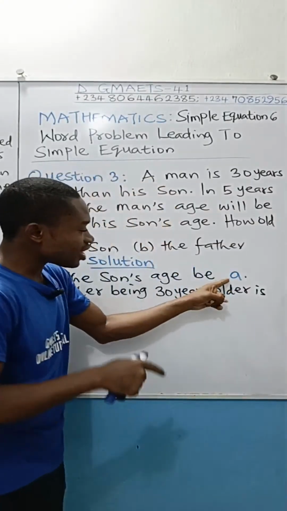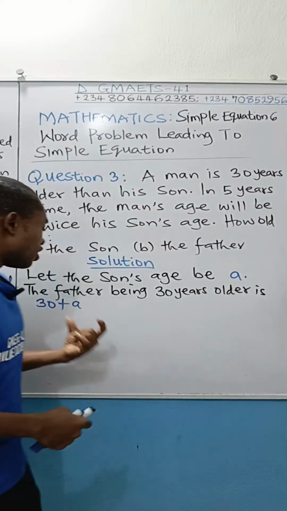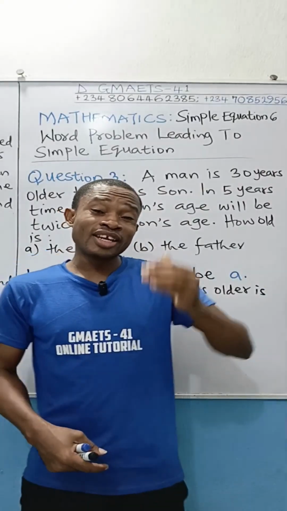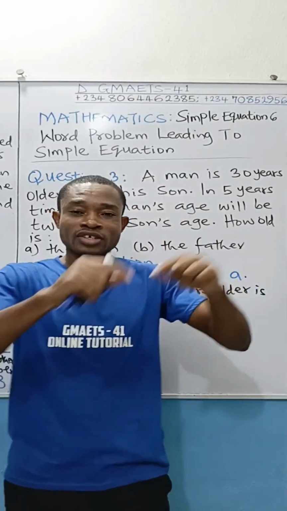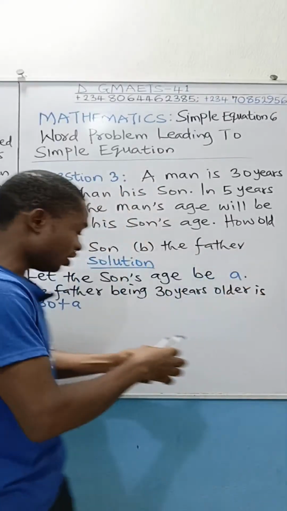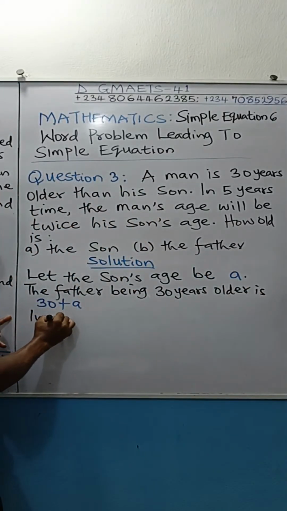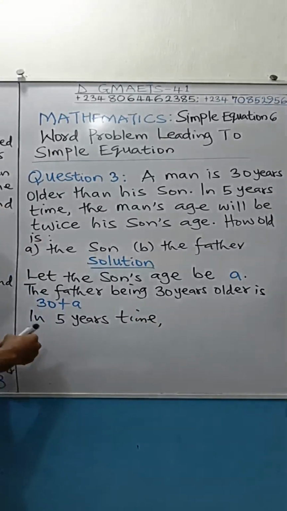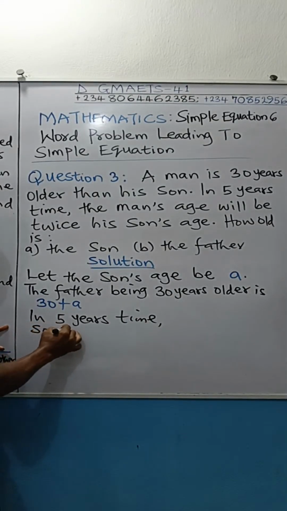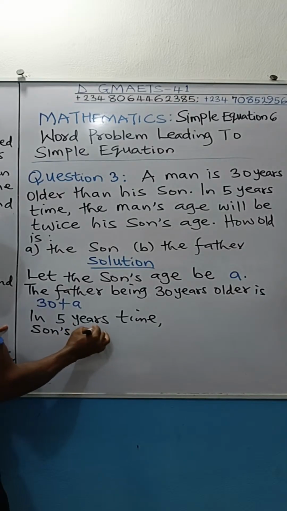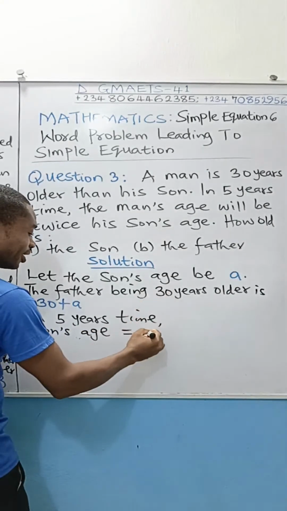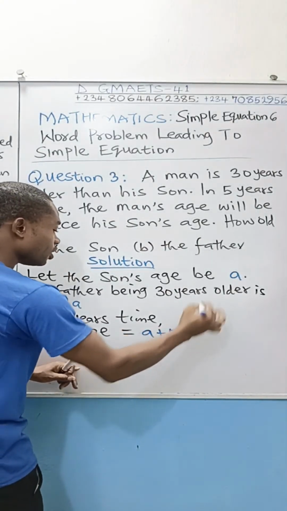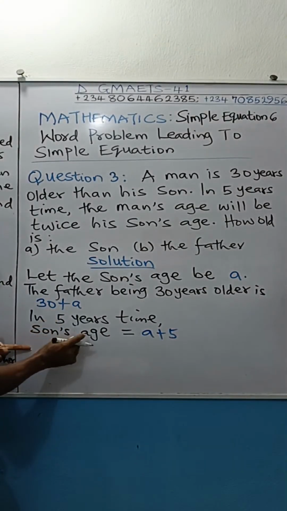So look at it, the son's age now is A. The father's age is 30 plus A. In 5 years' time, each of them will increase by 5. So we're going to add 5 years to each of their ages. So I'm going to write, in 5 years' time, comma. Now look at what the son's age will be. Son's age in 5 years' time will be equal to A plus 5.